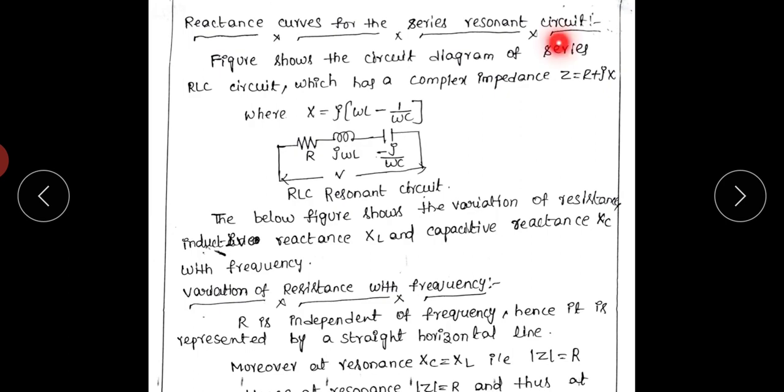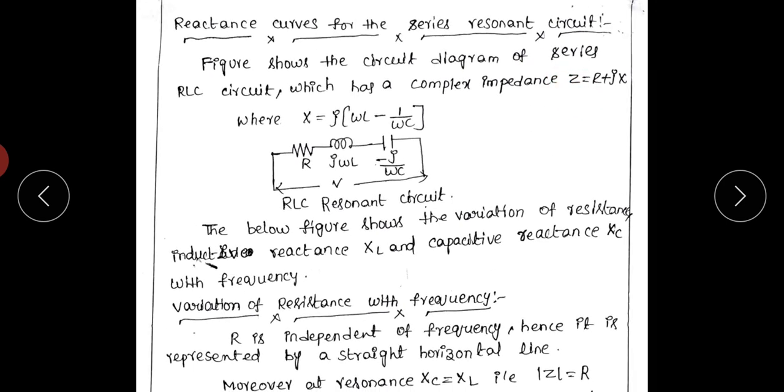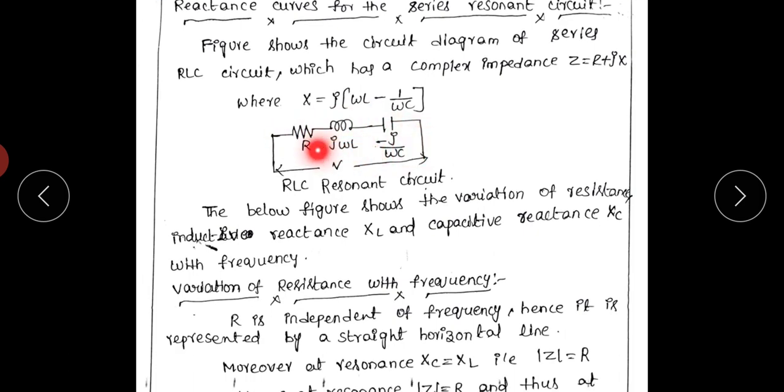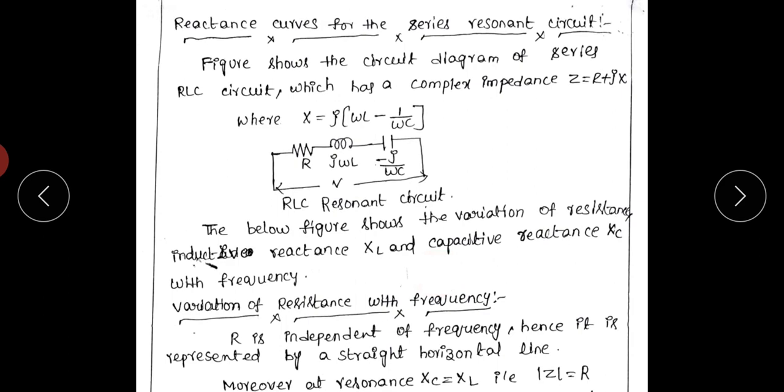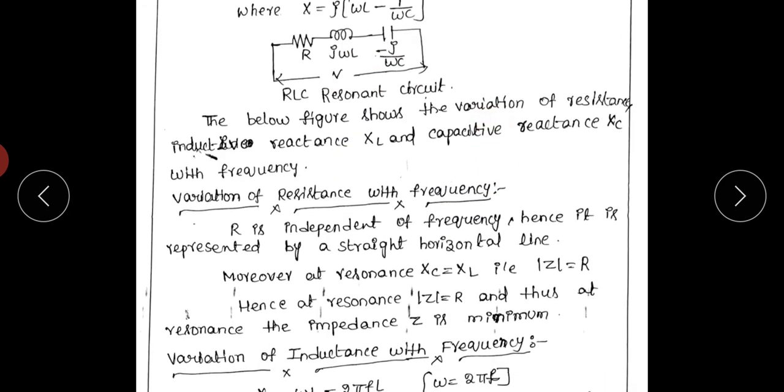So next topic, the reactance curves for the series resonance circuit. The first figure shows the series RLC circuit diagram. Here impedance Z equals R plus j into (XL minus XC), where XL equals omega into L, and XC equals 1 by omega C. So first one, variation of resistance with frequency.